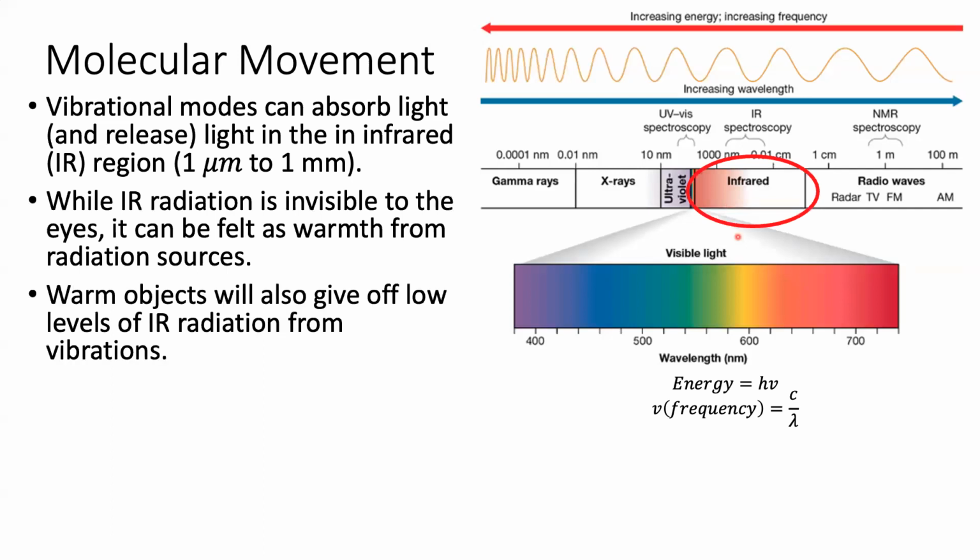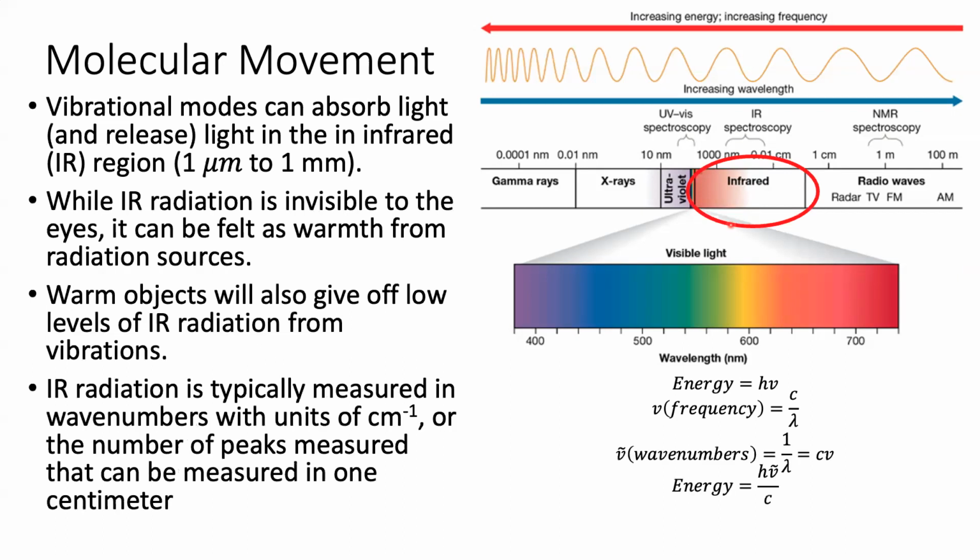So it's also worth noting that any warm object will also give off low levels of IR radiation, mostly from vibrations, but from a couple other ways. And so this is why you can often feel something being warm at a distance, even without touching it, is this movement of infrared radiation. And again, the reason why is because all molecules can do some level of infrared absorption depending on what bonds they have.